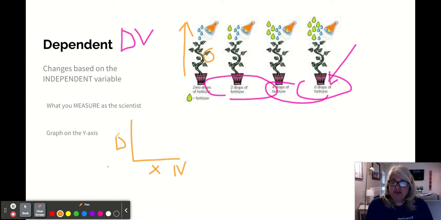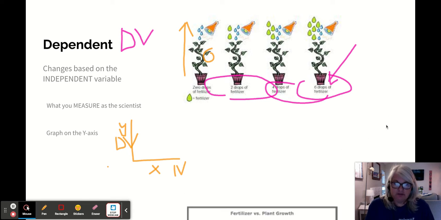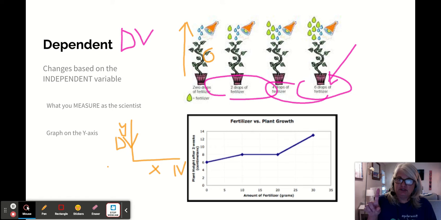So your dependent variable then would go on the y-axis, which is on this side of the graph. Now, when it comes to dependent variables, you can have a lot of them. You do not have to cut it down to a single one. As a matter of fact, I would suggest taking data on a lot of things.